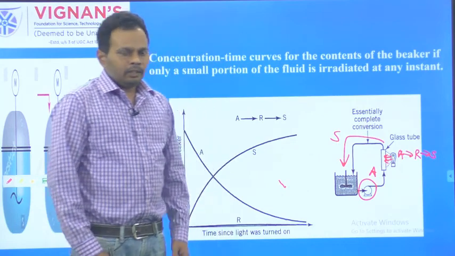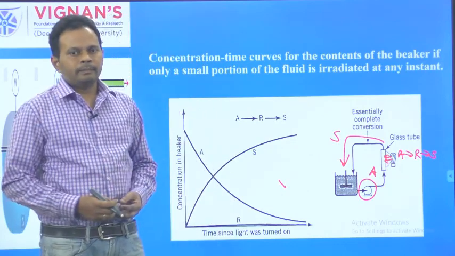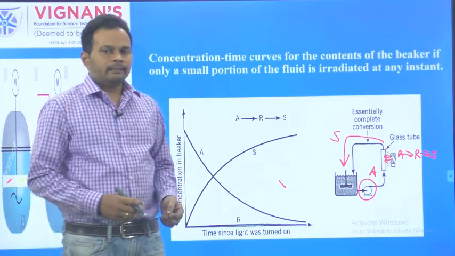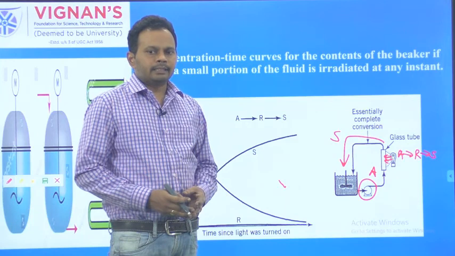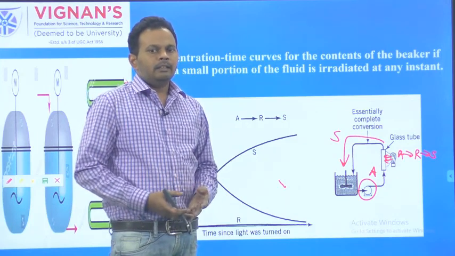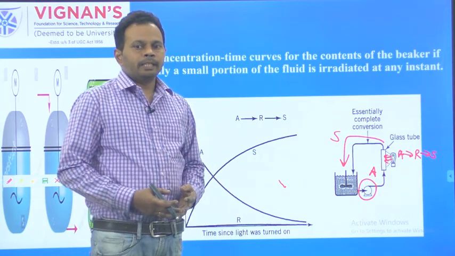So in this case, if we keep on removing a small portion of A from the beaker with the help of the centrifugal pump, and pass it to the glass tube, and there you pass the light radiation, because of the high intensity of the light the reaction completes fast and we can obtain the product S without forming the R.